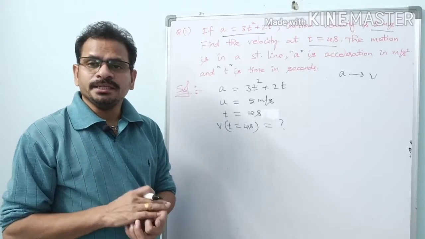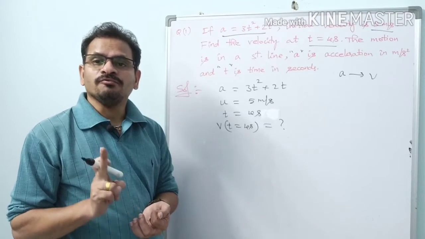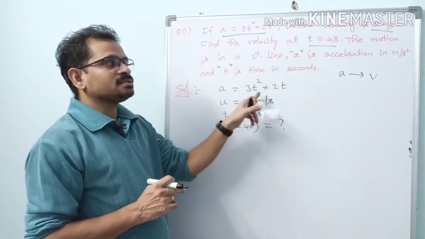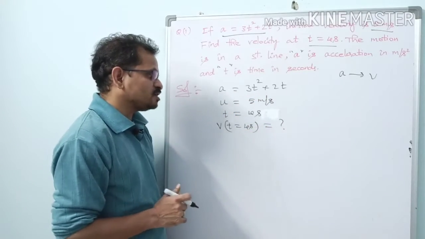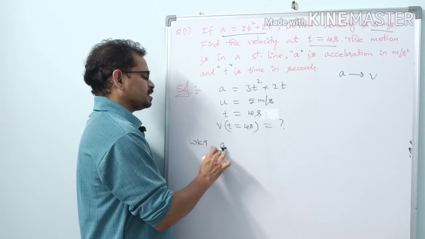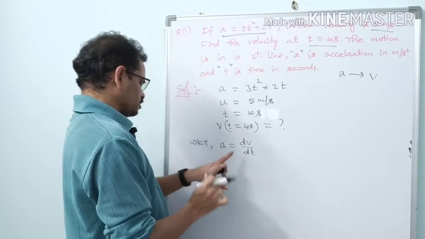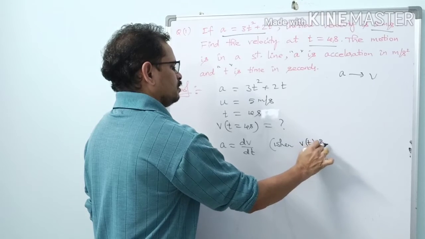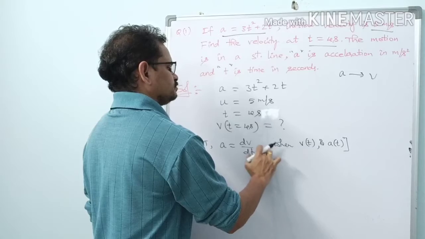v equal to ds by dt and a equal to dv by dt, or a equal to v into dv by ds. Now since acceleration is given as a function of time t, which formula do we have to take here? We know that acceleration a equal to dv by dt. We take this one when v is a function of time t or acceleration is a function of time t.